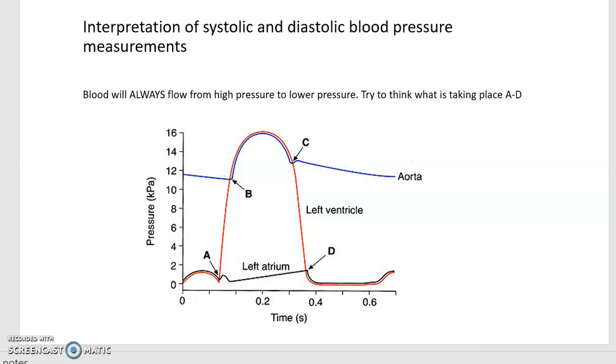So think about the differences in the pressure in A. Think about the implication for the valves when that takes place. Same for B, C, and D. Now, I suggest you switch this off, work it out before you carry on playing.